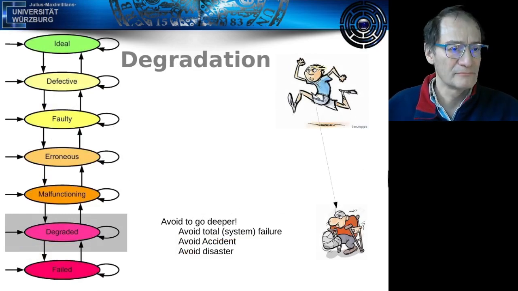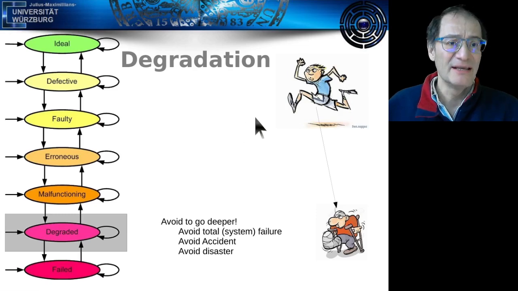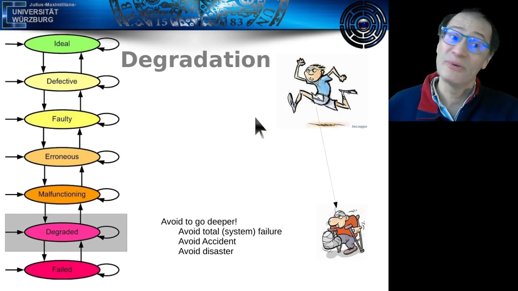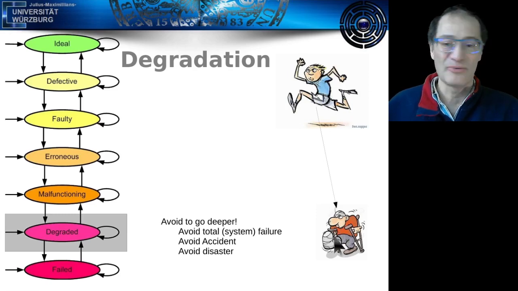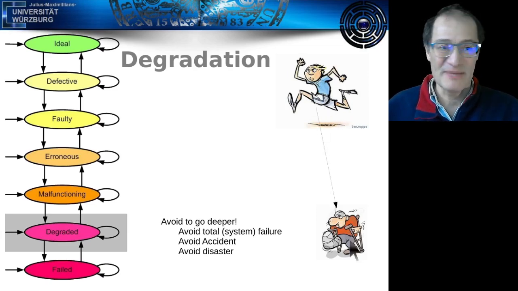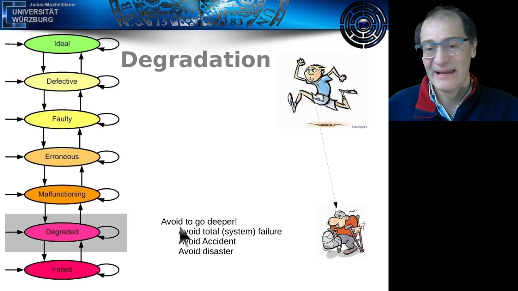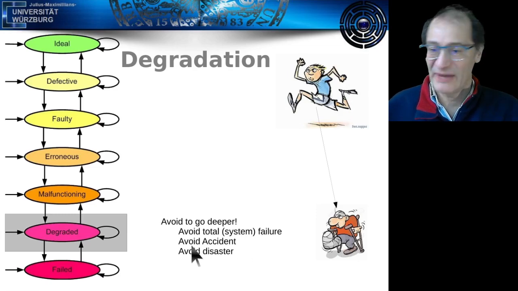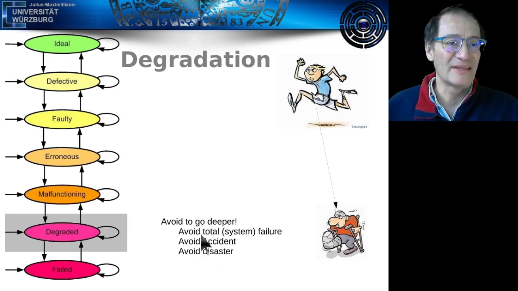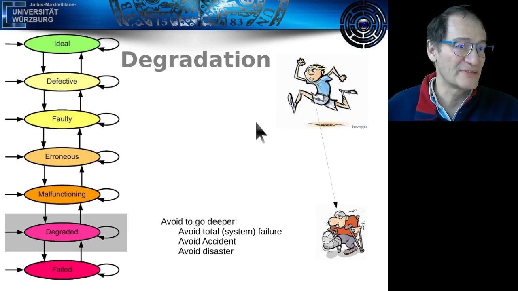And now let's take an example about degradation. It is still moving, it's still working, but not as expected. So this will be the normal operation. You can run very fast, and this will be the degraded operation. So you are still moving, but not as expected, with a lower speed and not so nice. So in any case, with the degradation, avoid going deeper, avoid total system failure, avoid accidents, and avoid disaster. This is what we implement when we are talking about degradation of the system.